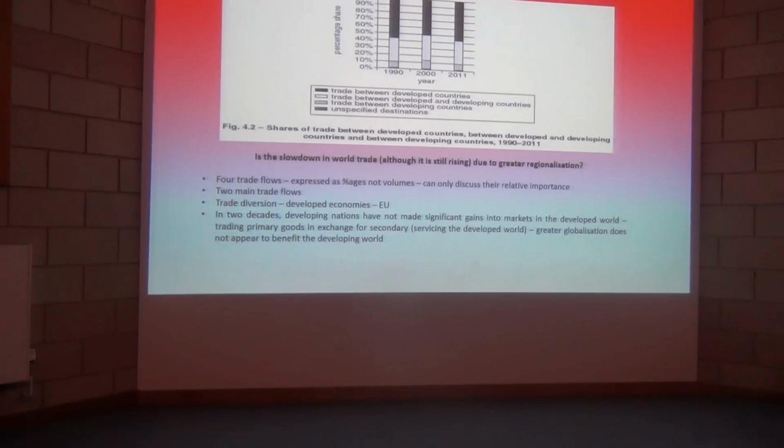We can see that in 2 decades the developing nations have not made significant gains into markets in the developed world. Another reason might be that they are trading primary goods in exchange for secondary goods. So all they are doing is simply servicing the developed world. And so there's not a great deal of trade going on between the developing nations and the developed world, because they're not producing anything other than primary goods.